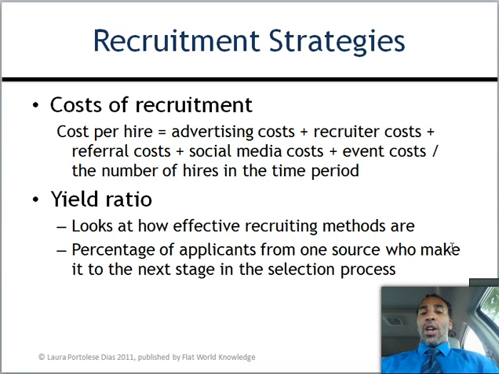Your yield ratio looks at how effective recruiting methods are: the percentage of applicants from one source who make it to the next stage in the selection process. So even though it's HR, it still goes back to numbers and the things we can do with these numbers to say we need an accurate forecast, we need to hire the right people, and we need to make fewer mistakes.